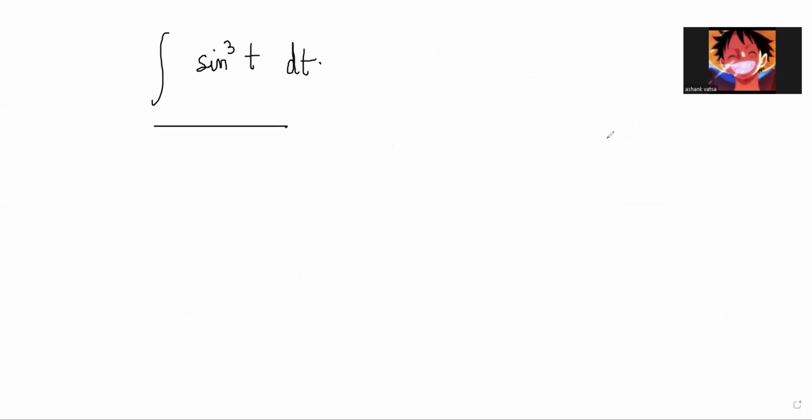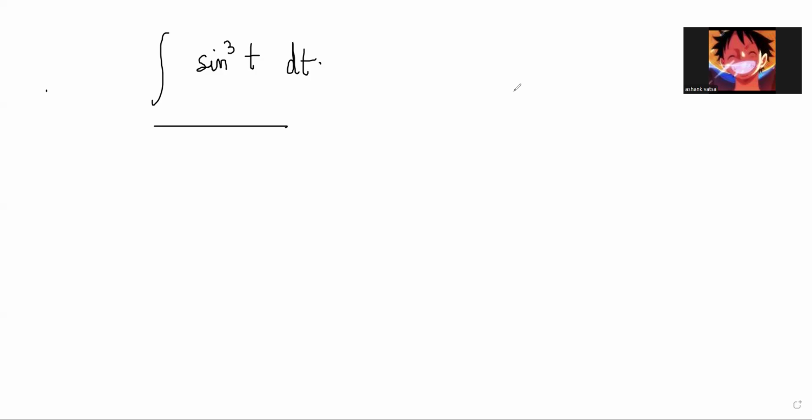This integral will appear in chapter 8 or chapter 9 of HCV. We are doing this integral because it comes in physics. So let's see how to do this. Right now there is no formula for sine cube, you don't know any formula for that. So we have to think of some nice substitution.